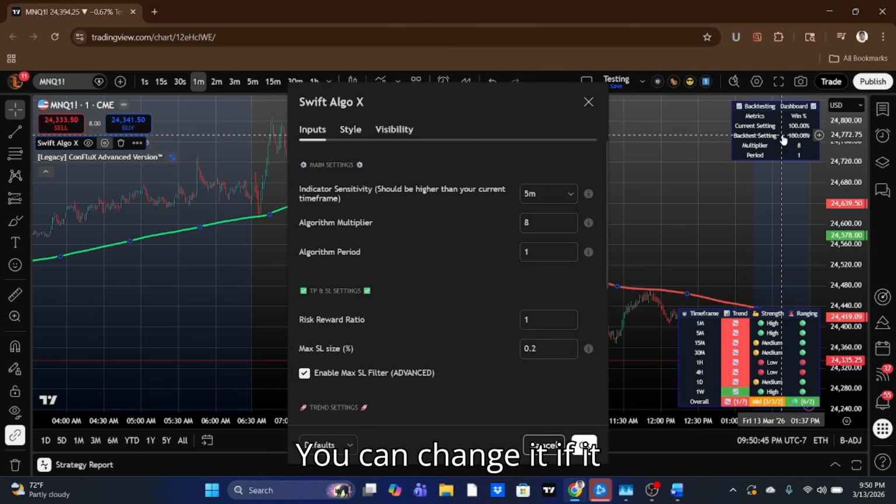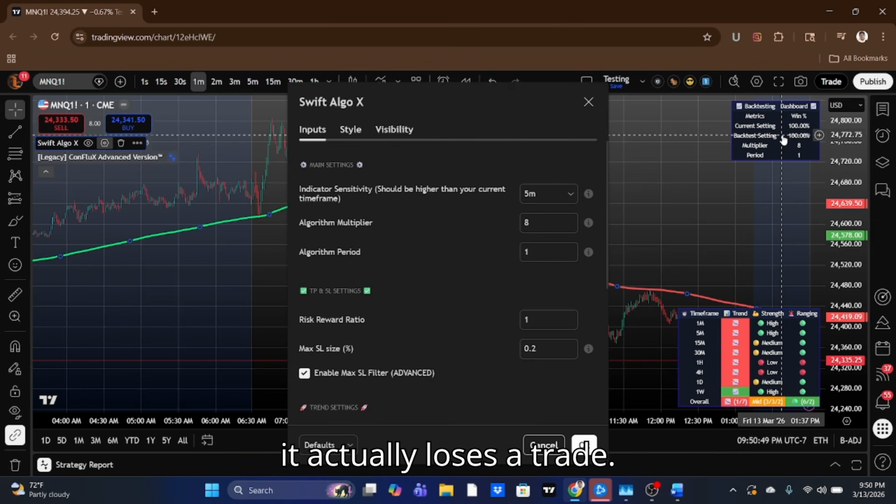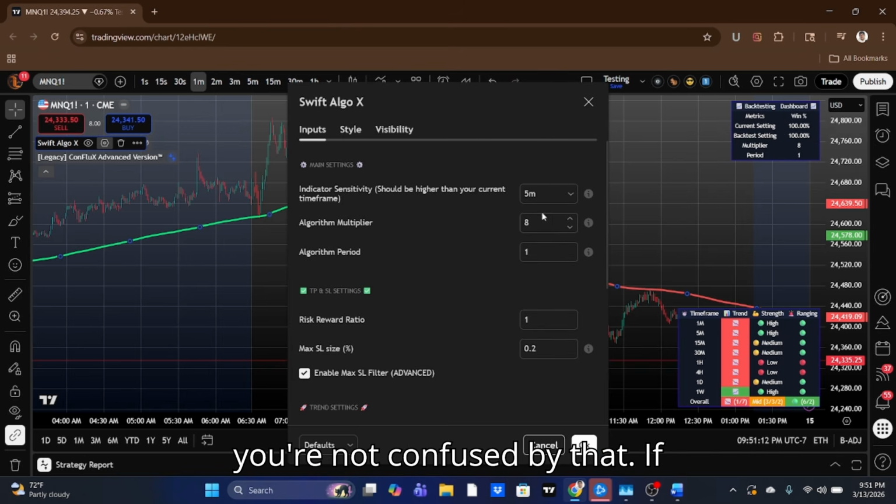You can change it if it takes a loss, because obviously when it actually loses a trade, the win rate does drop. Okay, if it wins a trade, the win rate increases. Okay, it stays 100% until it takes a loss. It does not mean that the next trade you're going to win. Okay, hopefully you're not confused by that.